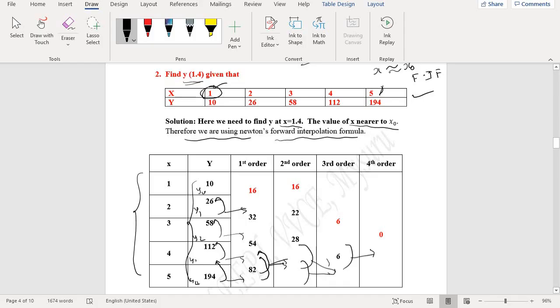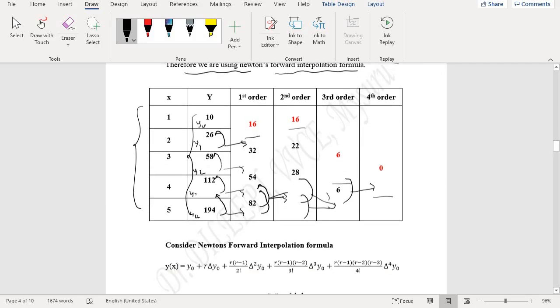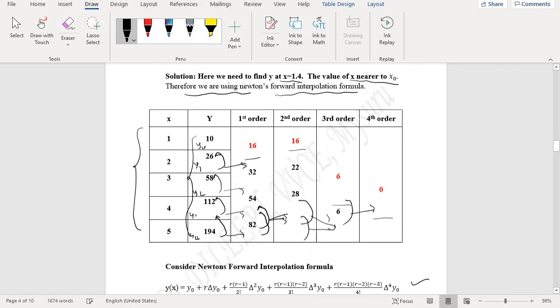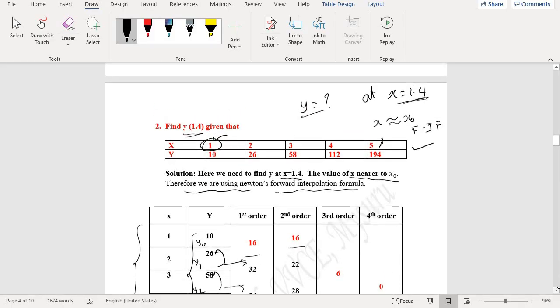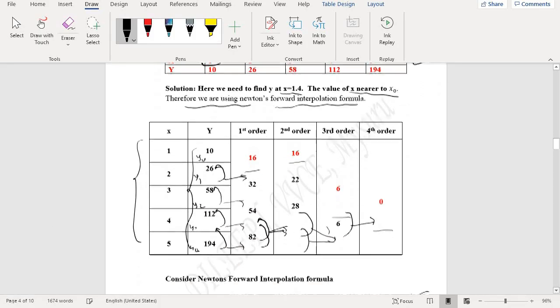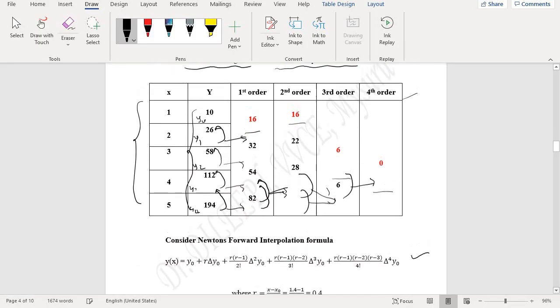And as usual, first values from the third column in the red color. I will tell you later why. Now consider Newton's forward interpolation formula. I told you why I am using Newton's forward interpolation formula, because the value of x is nearer to x naught. So I am using Newton's forward interpolation formula.